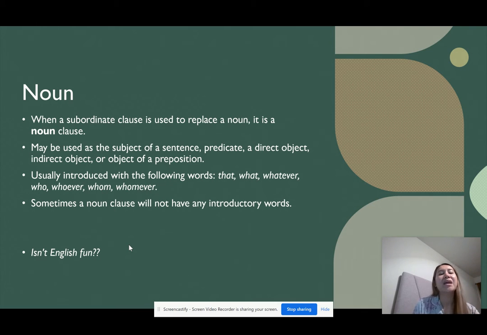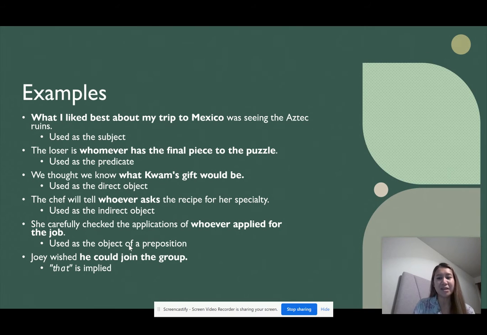It can be used as a subject of a sentence, a predicate, a direct object, indirect object, or object of the preposition. Therefore, our noun clause could be anywhere within your sentence. It's usually introduced with the following words: that, what, whatever, who, whoever, whom, or whomever. And sometimes a noun clause will have introductory words. Isn't it fun? All these definitions for noun clause. Now let's look at our examples.